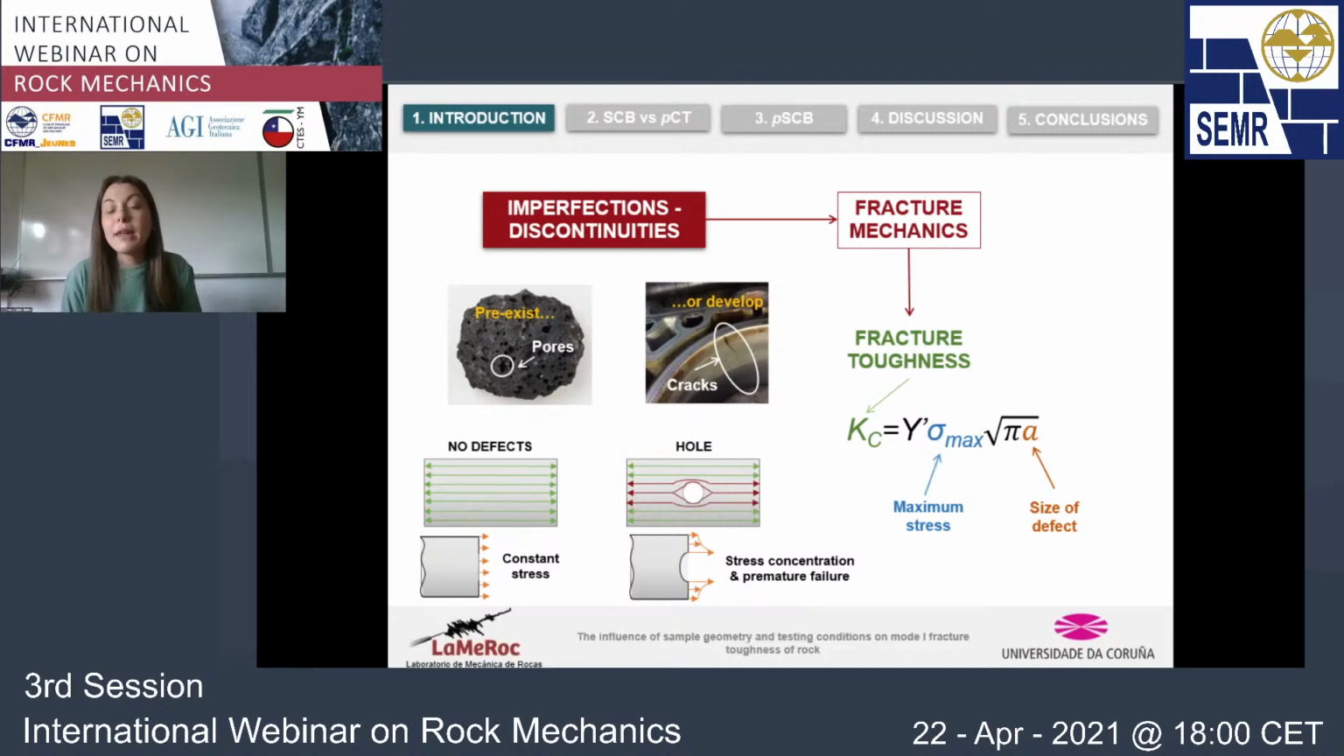So in contrast to the most traditional approaches, fracture mechanics considers the presence of these discontinuities and introduces the concept of fracture toughness. Fracture toughness is a material property that measures the resistance to the propagation of cracks, and it tries to link the size of a defect with the maximum stress that we can apply to that material.